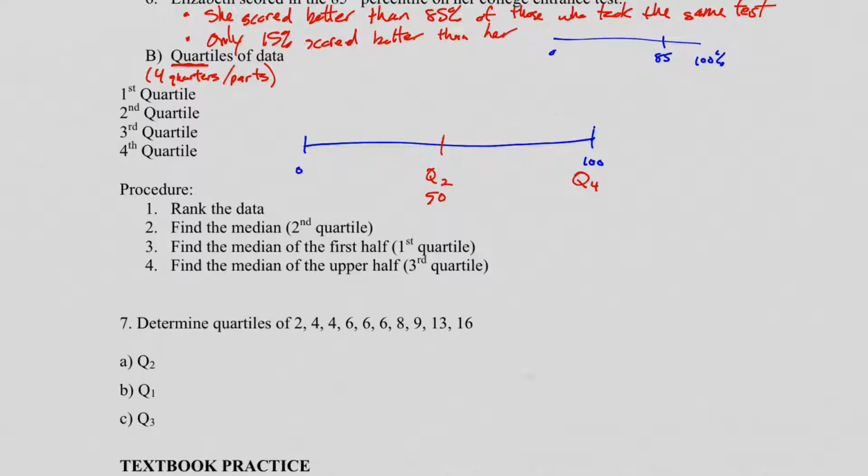Now, if we split both of those, the left and the right side, then this is going to be 25%, and that's going to be Q1. Okay? And if I split the right side in half, this is my Q3. Okay?